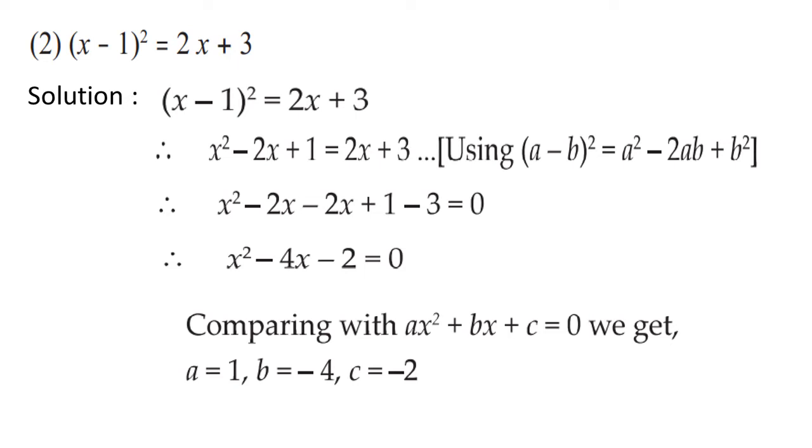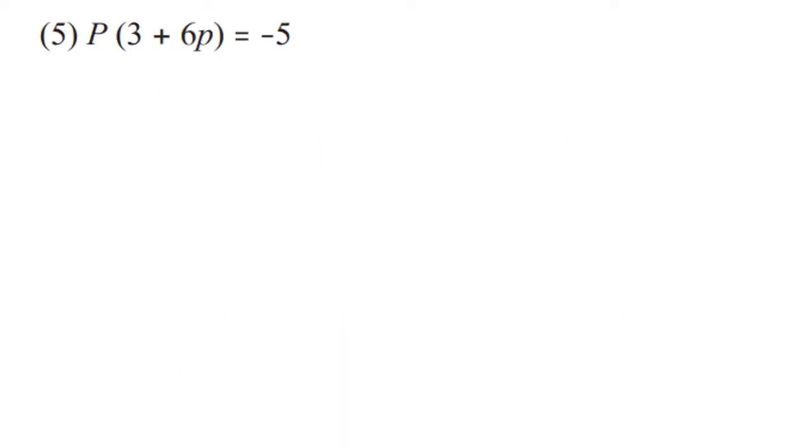Now, as I have said, question number 3 and 4 you will solve as homework. Now, let us go towards question number 5, which is a little bit different. Question number 5. P inside the bracket 3 plus 6p is equal to minus 5. So, first of all, write down the question as it is. Now, once again, you have seen the bracket. So, the very first step is to open the bracket. All of you know the BODMAS rule.